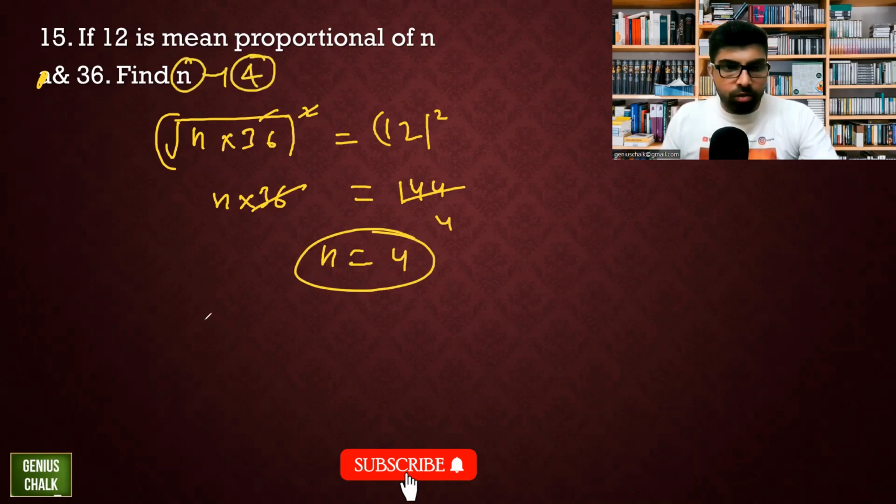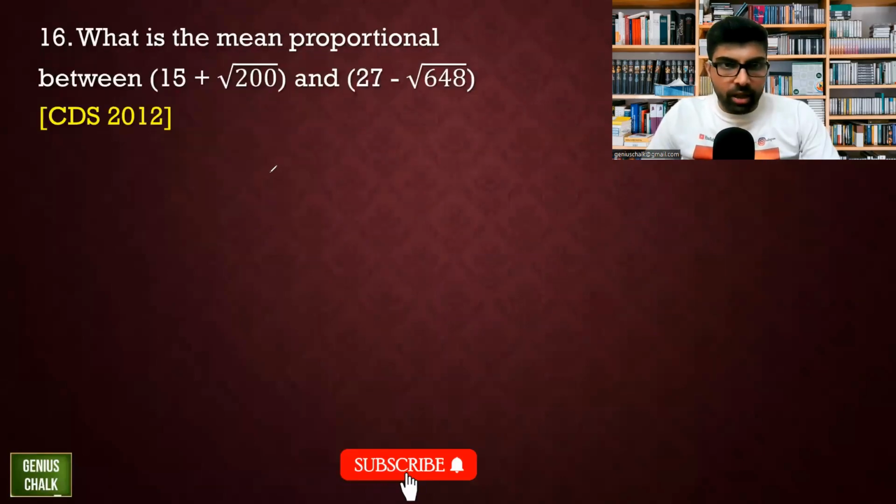So this is in another form, where it will be asked what is the mean proportional. Now in this, one number is asked, in the previous one mean proportional was asked. The concept is the same. Whenever two numbers are in mean proportional, or we have to find the mean proportional, just put the two numbers under the square root. All right, the next question, what is the mean proportional between this?